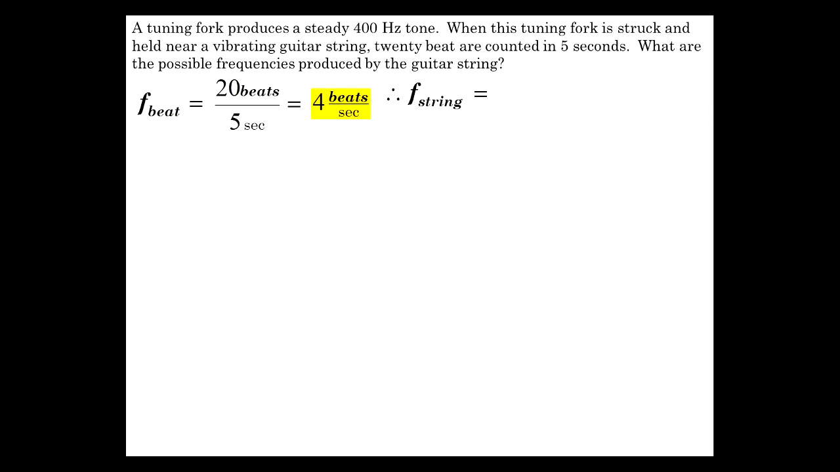Four variations every second. You can hear this. The frequency of the string then is 400, the tuning fork, plus or minus 4, which is either 396 hertz or 404 hertz. Which one isn't immediately obvious, but those are the possibilities. And that is how beat frequencies, along with a known frequency, can give you the unknown frequency.